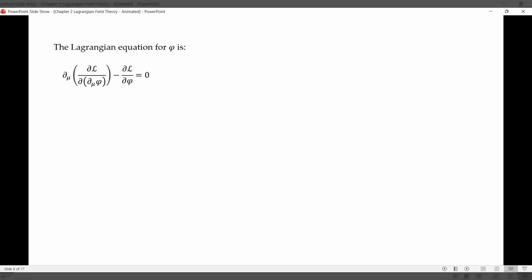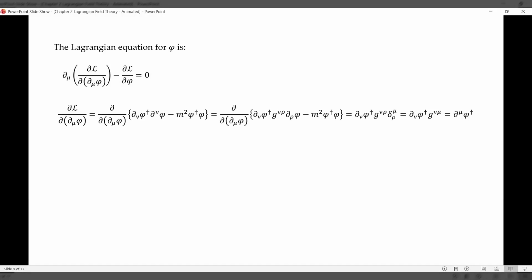We start with the Euler-Lagrange equation for the field phi. This is the same structure we've used before, now applied to the complex scalar field. When we take the derivative of the Lagrangian with respect to the partial derivative, we again rename the dummy indices. That's what the red ellipse marks. This avoids confusion between repeated indices and index summation.